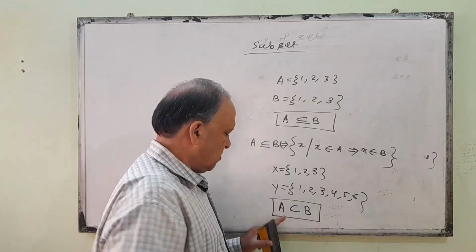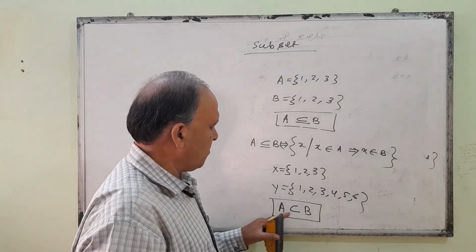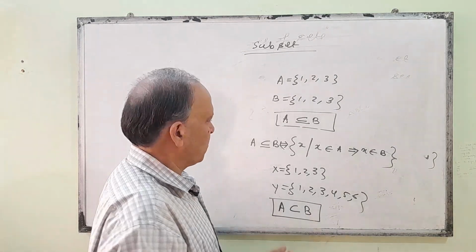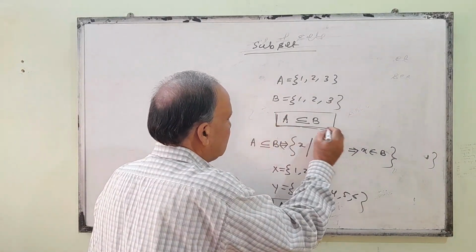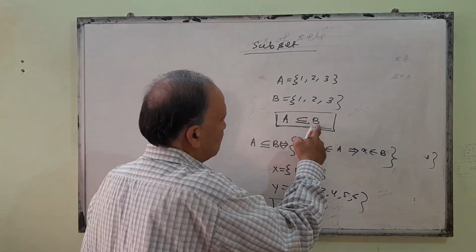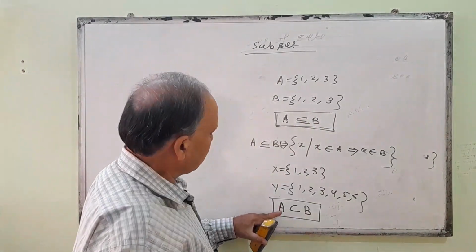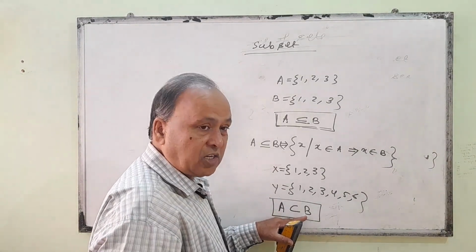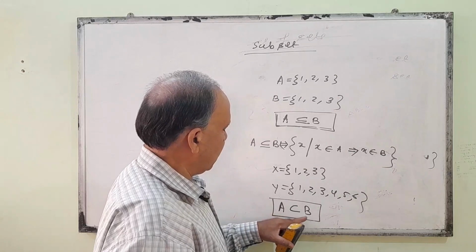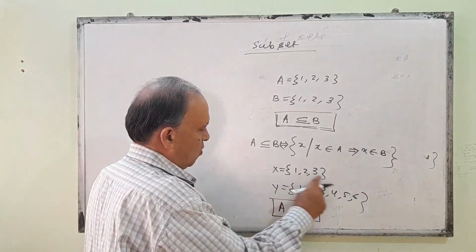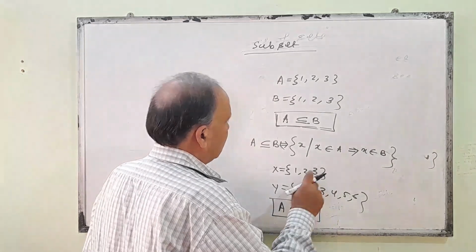Generally we use these symbols. For subset we give this symbol, A is a subset of B. But in actual, the subset symbol means A is a subset of B and A may be equal to B. But in this case, A is a subset of B but A is not equal to B. This is A is a proper subset of B. Remember this example: {1, 2, 3} and {1, 2, 3, 4, 5}.